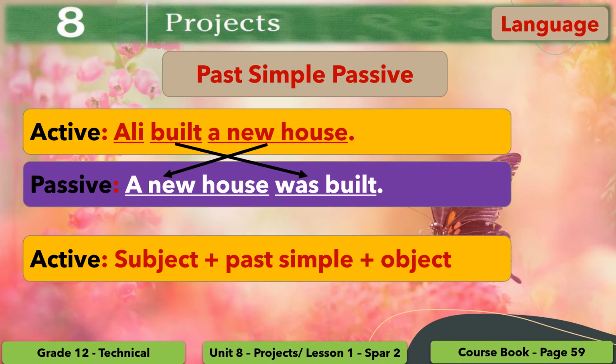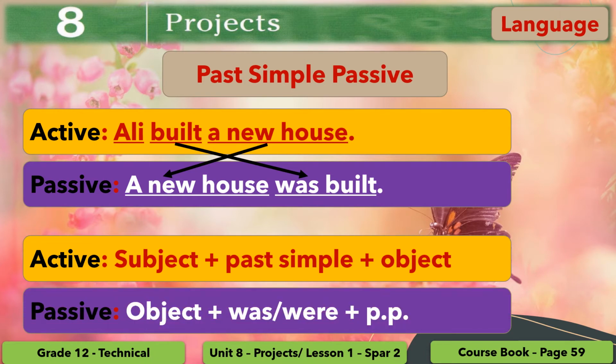So the rule here: we start with the subject, then the past simple verb, then an object, and we change it into the passive in the following way. We start with the object. If it is singular, we use was, and if it is plural, we use were. Then we change the past simple verb into past participle.